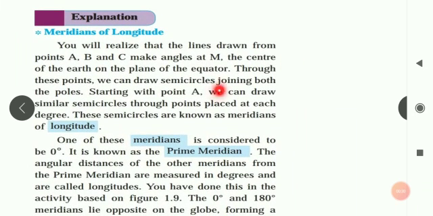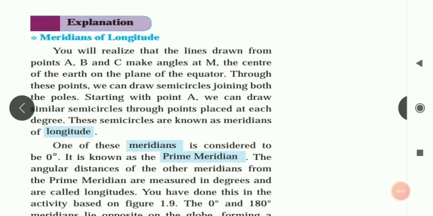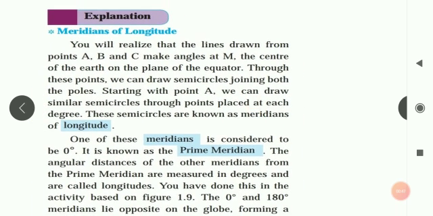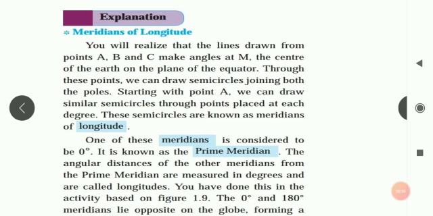You will realize that the lines drawn from points A, B and C, just check the last figure, children, make an angle at M, the center of the earth on the plane of the equator. Through these points we can draw semicircles joining both the poles. Starting with point A, we can draw similar semicircles through points placed at each degree. So these semicircles are known as meridians of longitude.